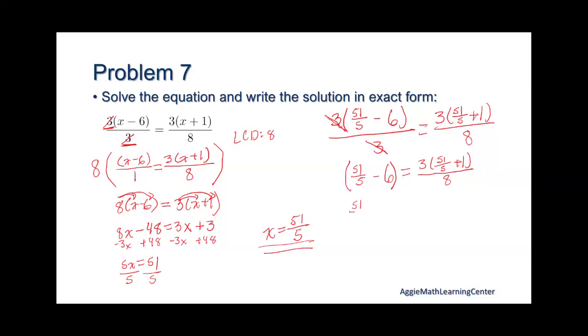So you had 51 over 5 minus 30 over 5. And then you get 3 times 51 over 5 plus 5 over 5 all over 8. So 51 minus 30 is going to get us 21 fifths. And here we get 3 times 56 fifths over 8.